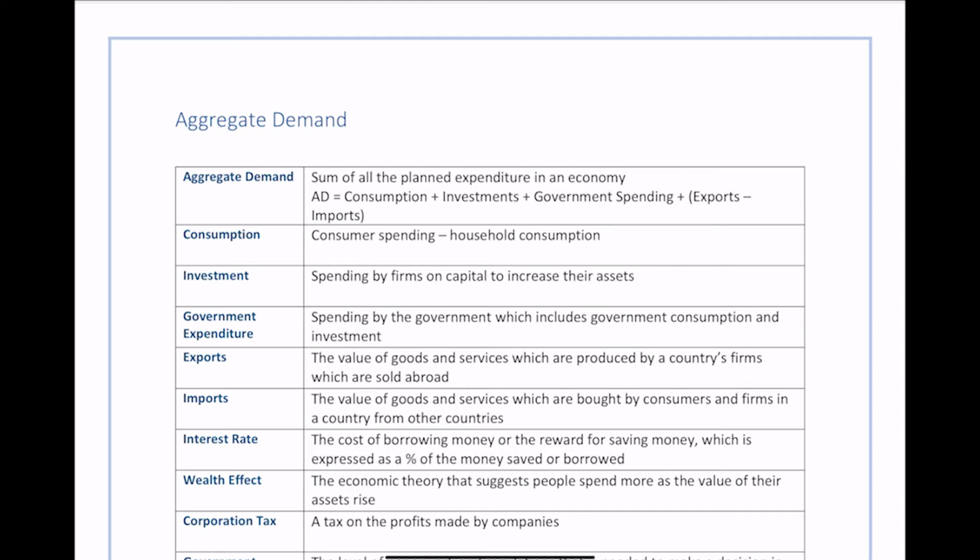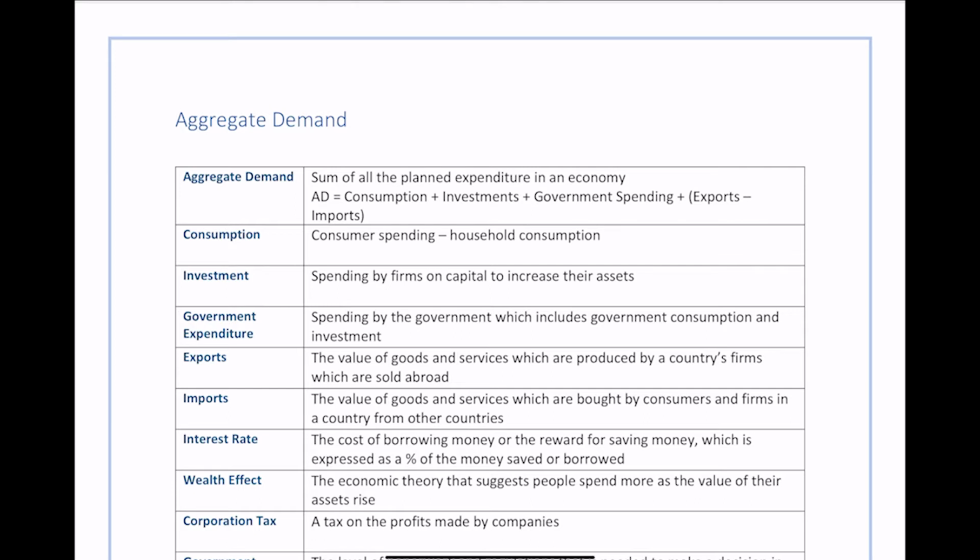And then we've got exports and imports. Exports are just the value of goods and services which are produced by a country's firms, which are then sold abroad. Imports are just the opposite of that: goods and services produced by other countries' firms, which are then taken in. Basically, the consumers in my country will buy goods from firms in another country, and that's an import. Whereas if I make stuff and sell it to the other country, that's an export. So in exports, you're selling stuff out of your country, and in imports, you're taking stuff in from other countries.